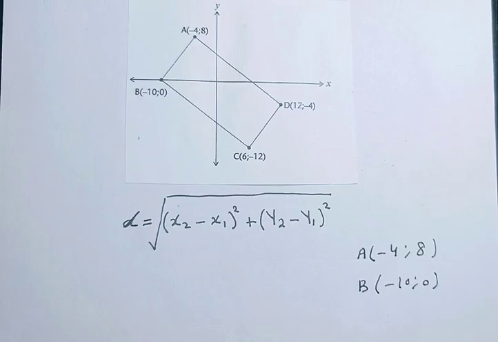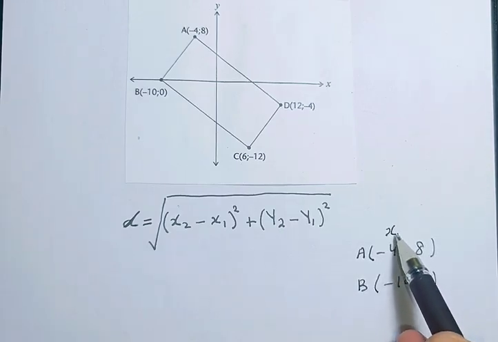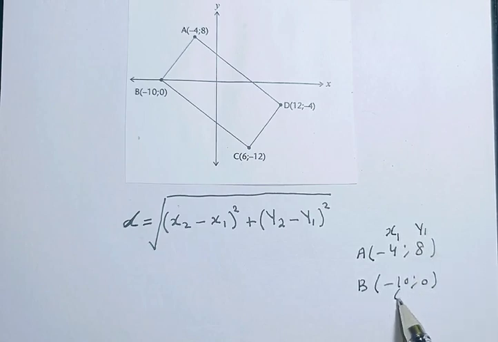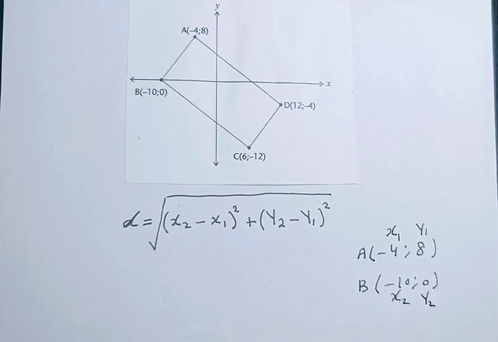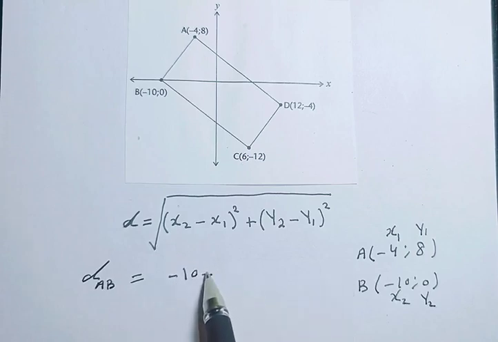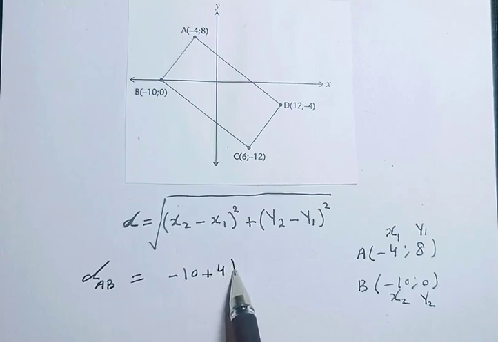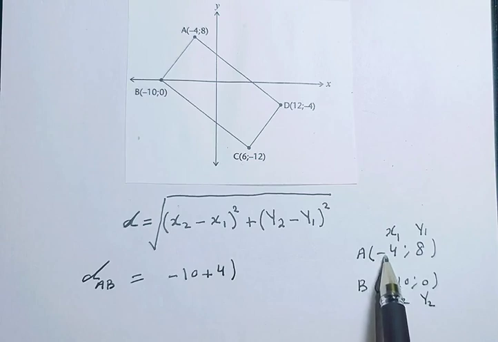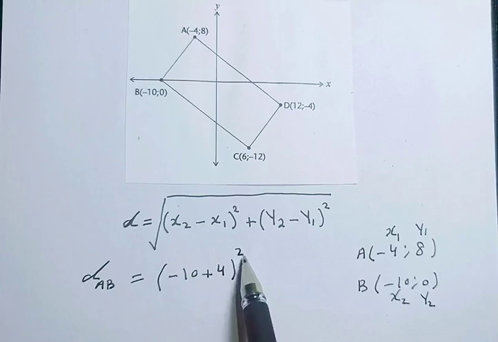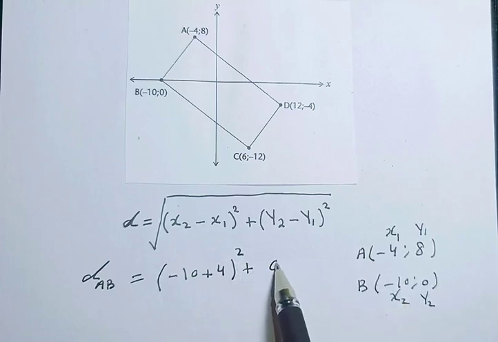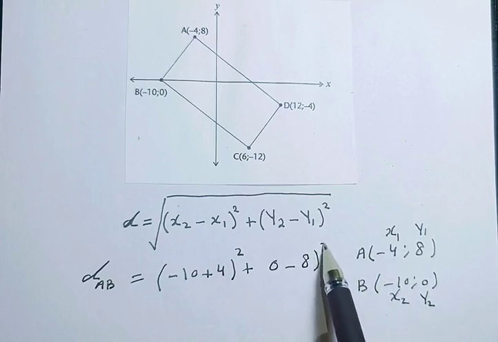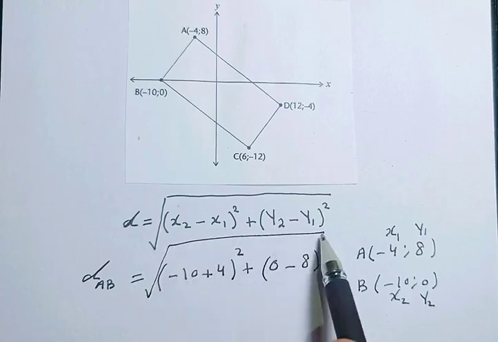Now, how to find the distance? I say this is my x1 and this is my y1, and this is x2 and this is my y2. Now all I need to do is plug these values into this formula. So the distance AB: x2 is -10 minus x1, which is -4, so minus becomes plus 4, squared, plus y2 is 0 minus y1, which is 8, squared, and the square root.